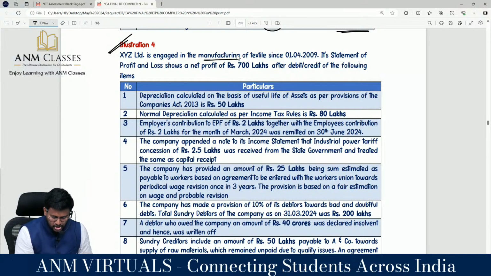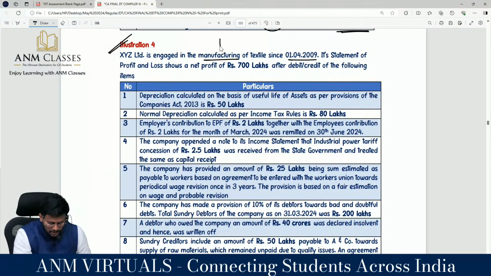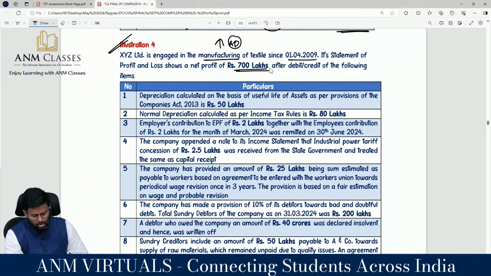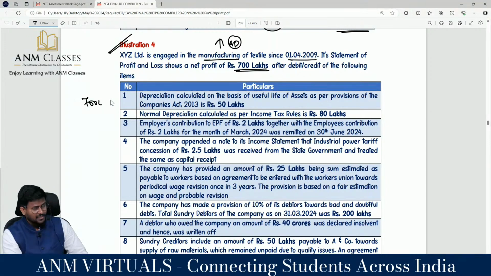XYZ Limited is engaged in manufacturing of textiles since 1/4/2009. They are entitled to deduction. Its statement of P&L shows a net profit of 700 lakhs after debiting or crediting the following items. Net profit as per P&L is how many lakhs? It is 7 crores. 7 crores is the net profit.